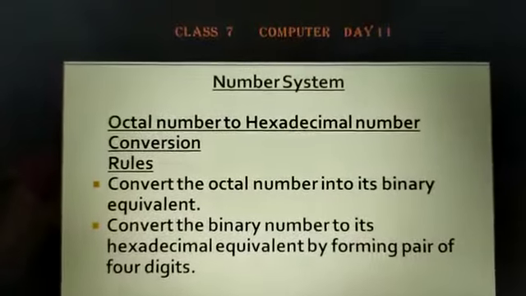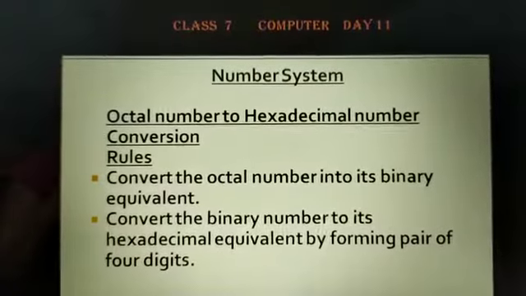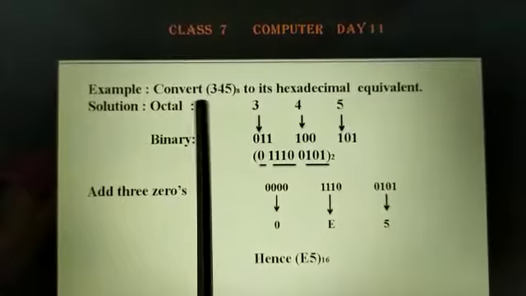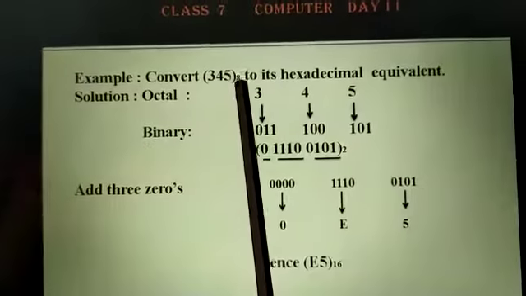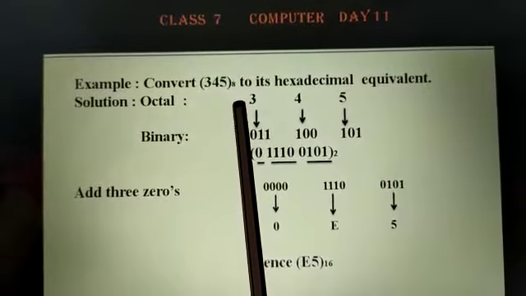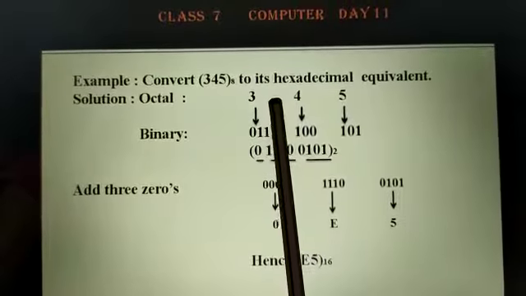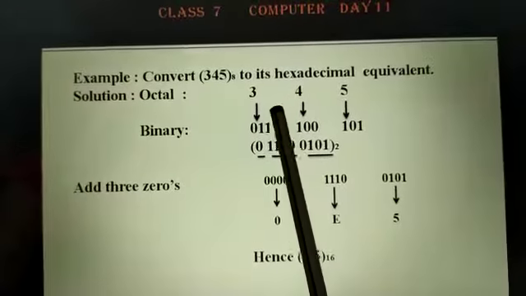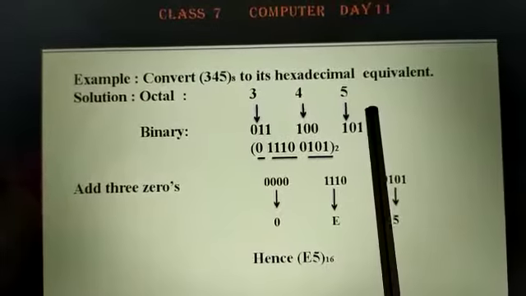So let's check out one question for the better understanding. Here, as you can see, the question is: convert 345 to the base 8, that is, this is an octal number, to its hexadecimal equivalent. So here, as you can see, the octal number is 345.